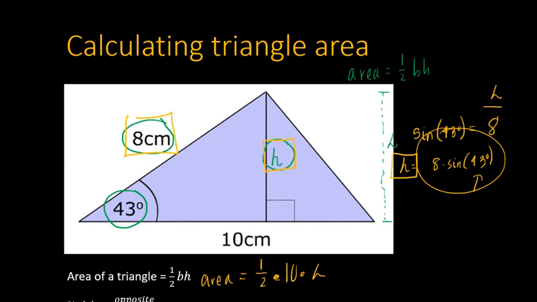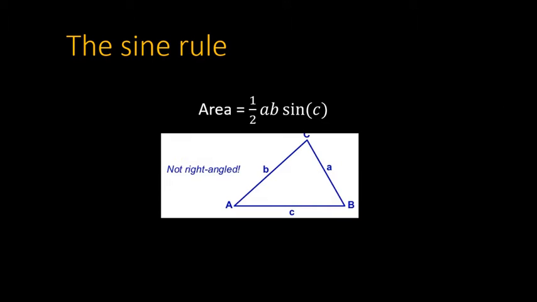Now, you don't want to have to do this step every single time you're trying to find the area of a triangle, right? It's a handy way to do it, but maybe not the most efficient. So imagine that every time you have a triangle other than a right triangle, you have to draw on this line, figure out your sine and do all that stuff. Instead, we have this slightly augmented area formula, which says that area is equal to 1/2 AB sine C. Area is equal to 1/2 AB sine C.